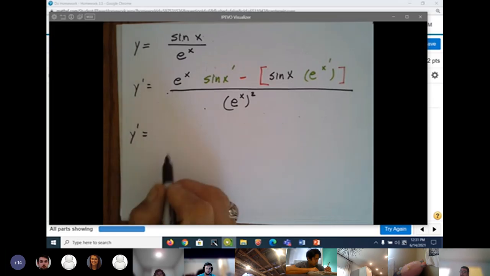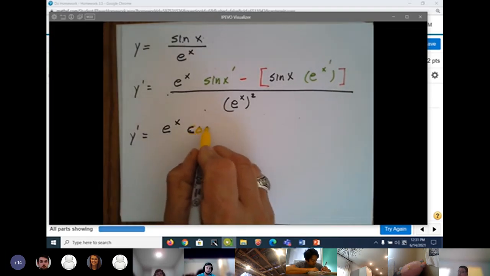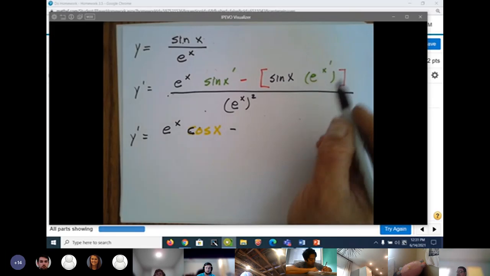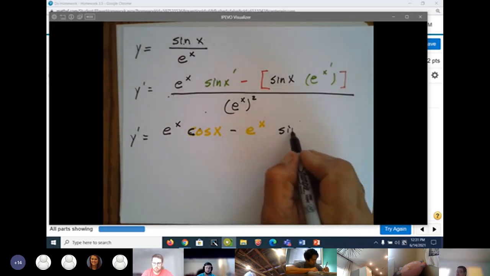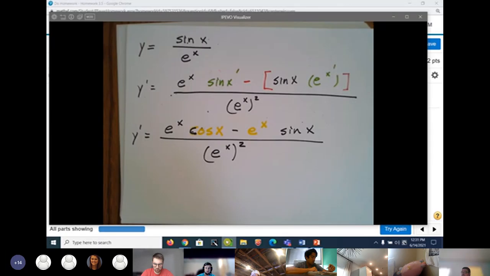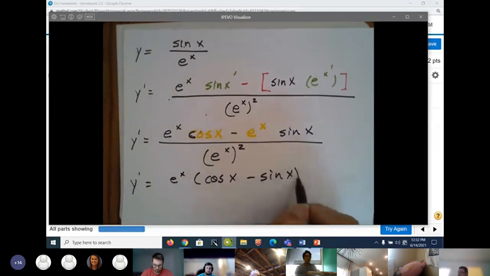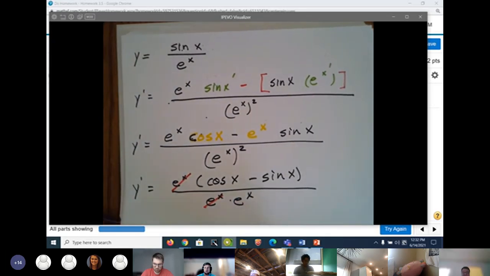Y prime is equal to e to the x cosine of x, minus the derivative of e to the x, which is e to the x, so e to the x times the sine of x, over e to the x squared, whichever one you want to do. Factor out an e to the x. Cosine of x minus sine of x over e to the x times e to the x. And that's the answer we got, except we brought this back up and it became e to the negative x.